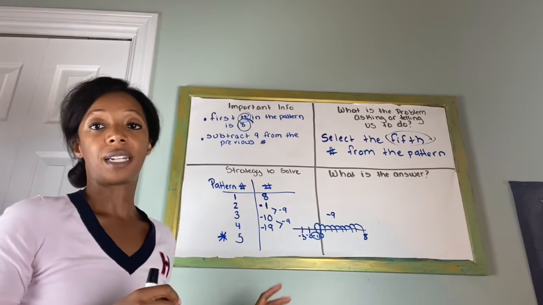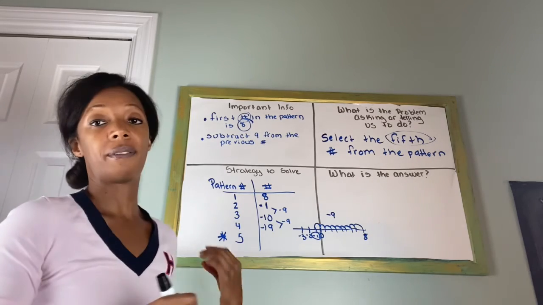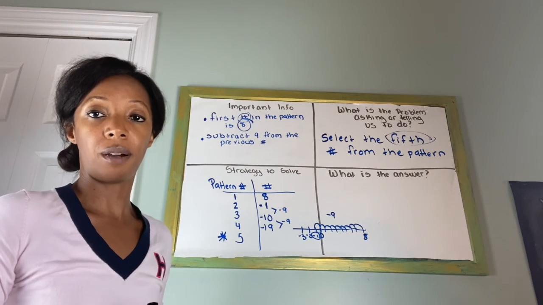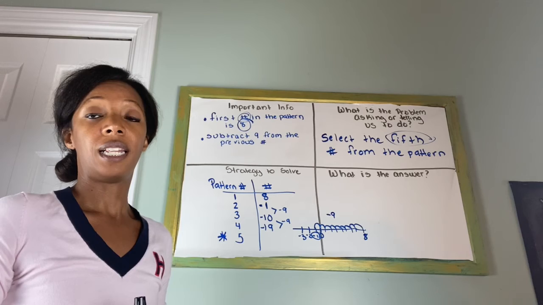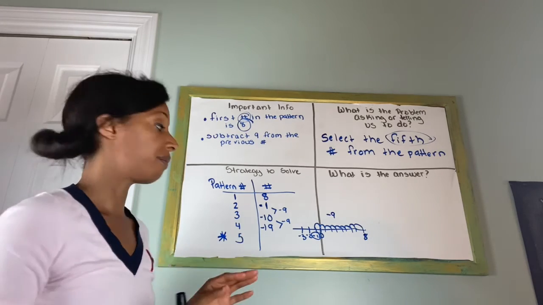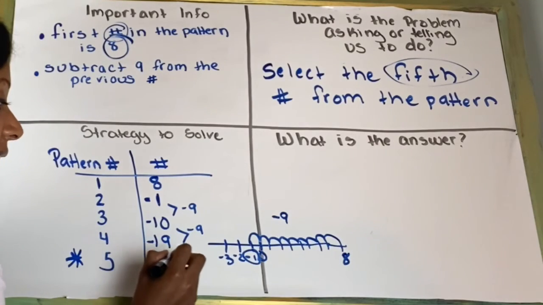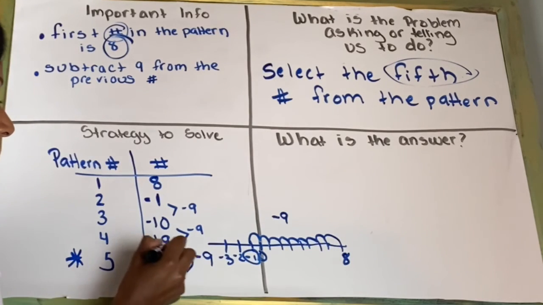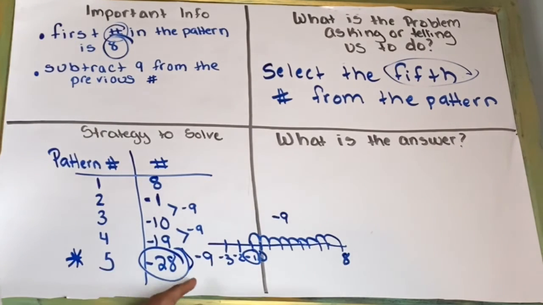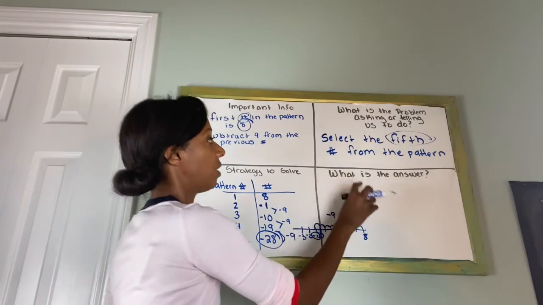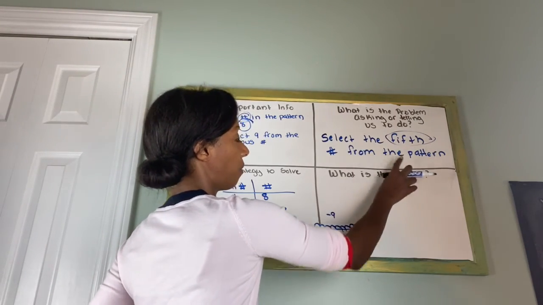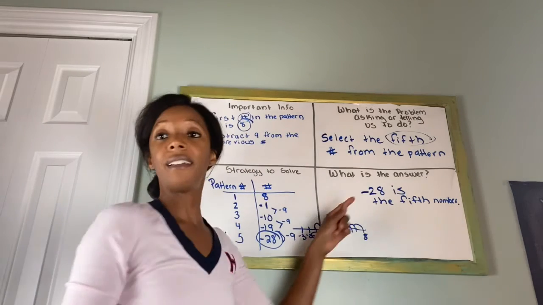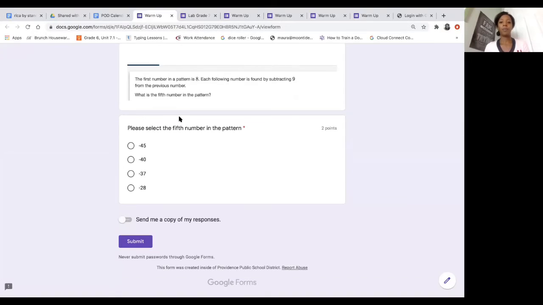The more that we subtract 9, the further away from 0 we become on the number line on the negative side. So -19 minus 9 is -28. So the fifth number in the pattern is -28. So did I select the fifth number from the pattern? Yep, -28 is the fifth number.